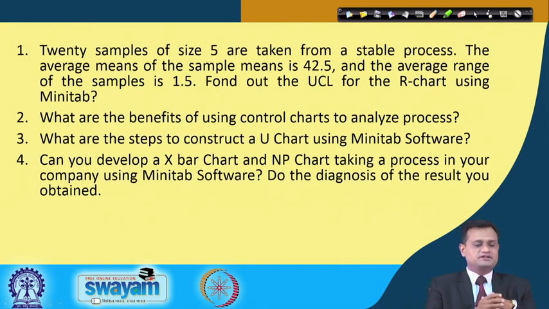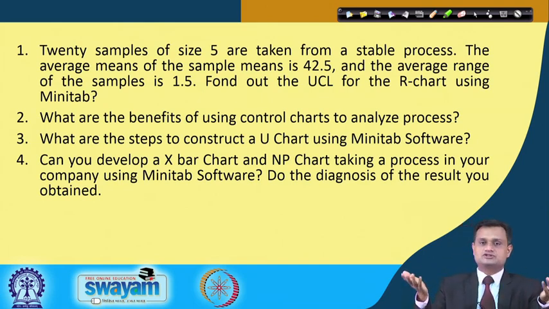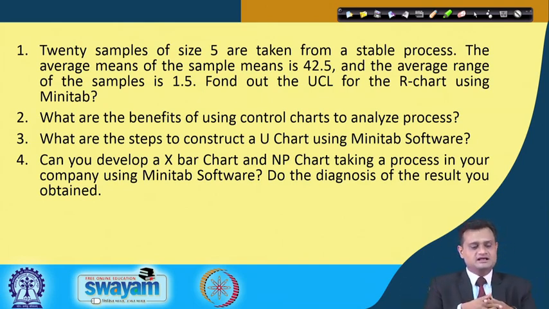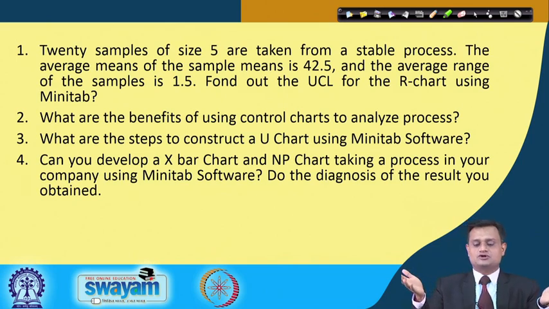Now some simple things to think about. 20 samples of size 5 are taken from a stable process. The average of the sample means is 42.5 and the average range of the samples is 1.5. Find the UCL for the R chart using Minitab, which you can do very easily. What are the benefits of using control charts to analyze the process? What are the steps to construct a U chart in Minitab? And can you develop an X bar chart and NP chart using some steps in Minitab?